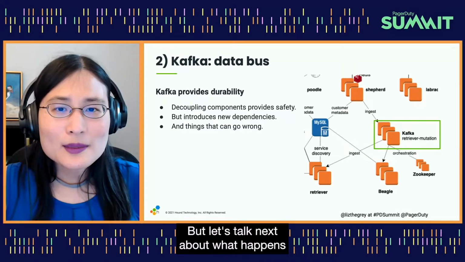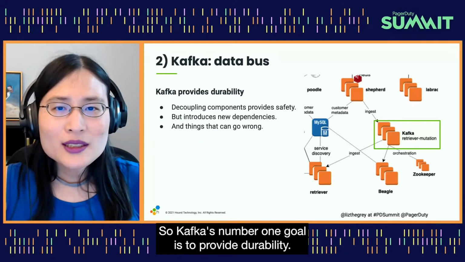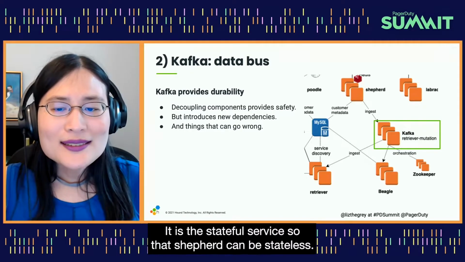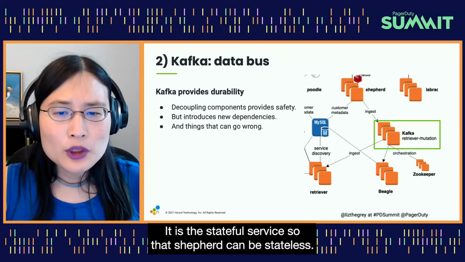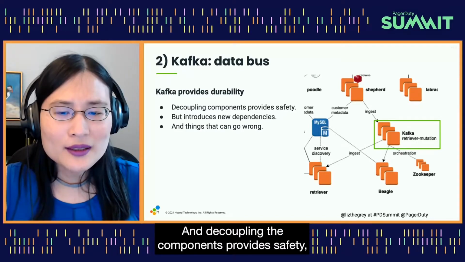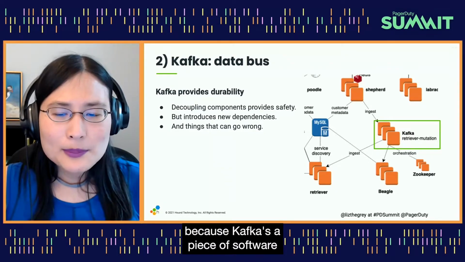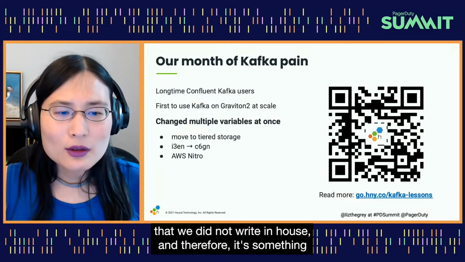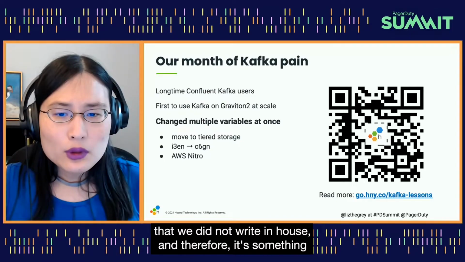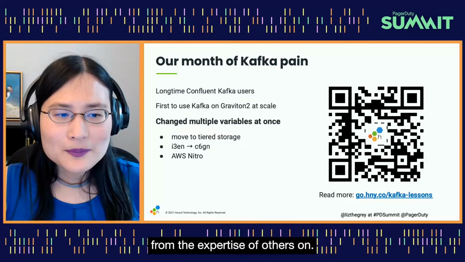But let's talk next about what happens once data gets into the ingest pipeline in Kafka. Kafka's number one goal is to provide durability. It is the stateful service so that Shepherd can be stateless. And decoupling the components provides safety, but it also does add new failure modes, because Kafka is a piece of software that we did not write in-house. And therefore, it's something that we're always looking to benefit from the expertise of others on.